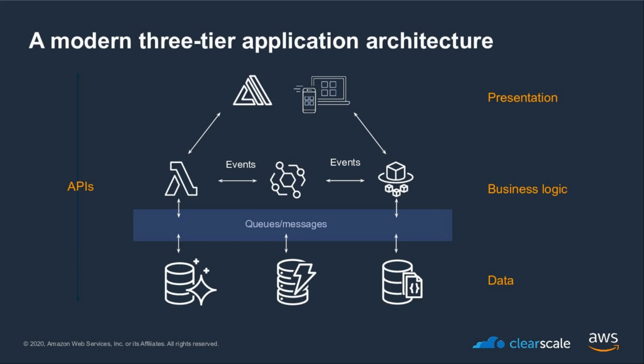Here's an example of a modern architecture that takes advantage of the serverless services and the patterns I talked about earlier. It does look a lot like the 3-tier architecture, with many of the same elements in the data, logic, and presentation layers. But there are also a few key differences. For example, in the presentation layer we have Amplify, which allows you to build mobile and front-end web applications quickly and stand up the backend within a matter of minutes.